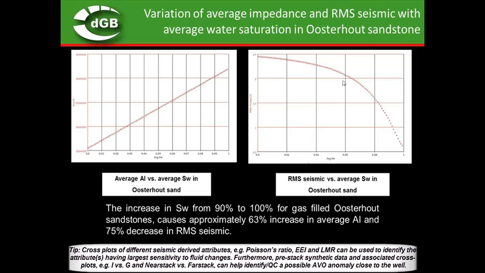And again, this crossplot analysis can be extended to different seismic derivable attributes, for example, Poisson's ratio, extended elastic impedance, lambda mu rho, to identify the attributes having largest sensitivity to fluid changes, which can subsequently be generated from seismic volume using inversion workflows, for example. And additionally, pre-stack synthetic data and associated crossplots, for example, intercept versus gradient and near stack versus far stack, can be used to evaluate a potential AVO anomaly in the vicinity of the well.